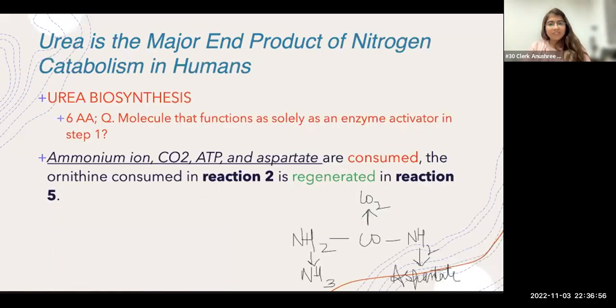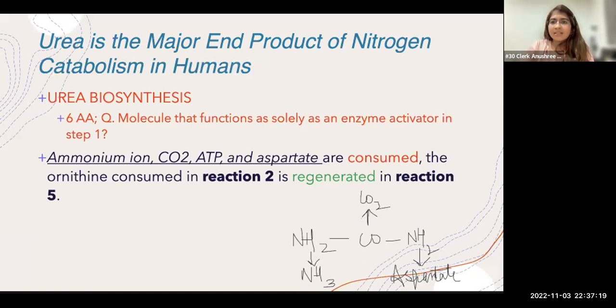Next. Spare my bad handwriting. So in this one, urea is the major end product of nitrogen catabolism in humans. We all agree, because that is the only way we can excrete nitrogen. So in urea biosynthesis, I hope you all went through the urea cycle. That's the main takeaway from today's lecture.